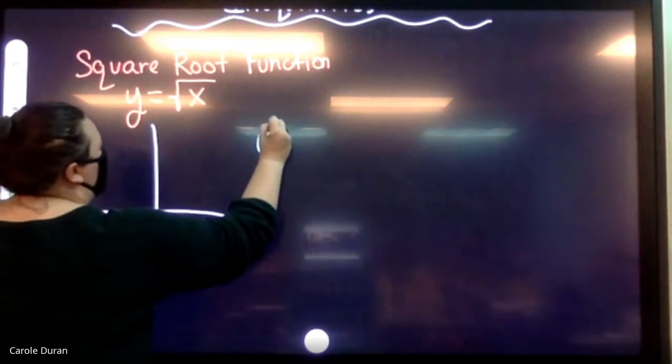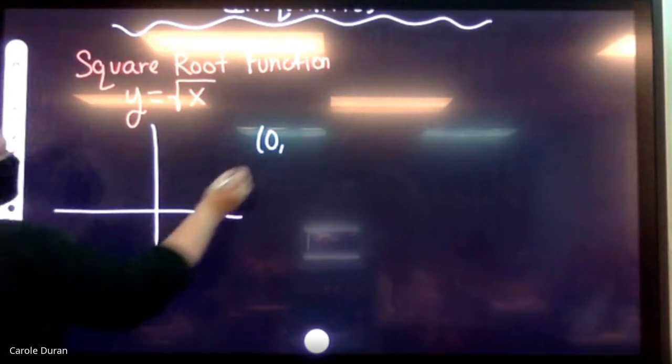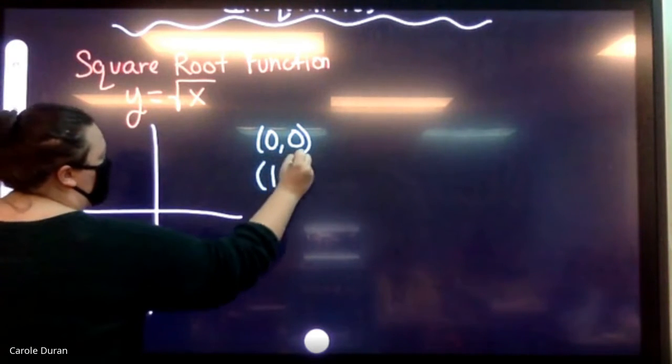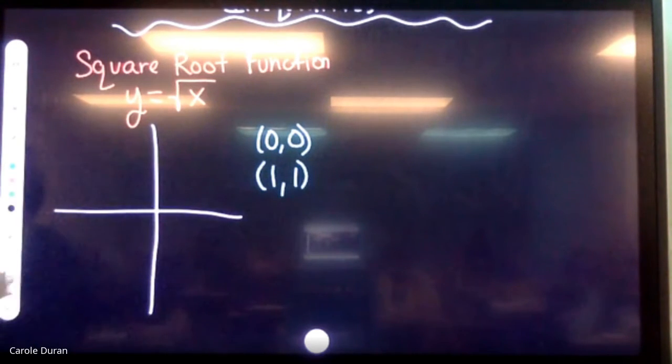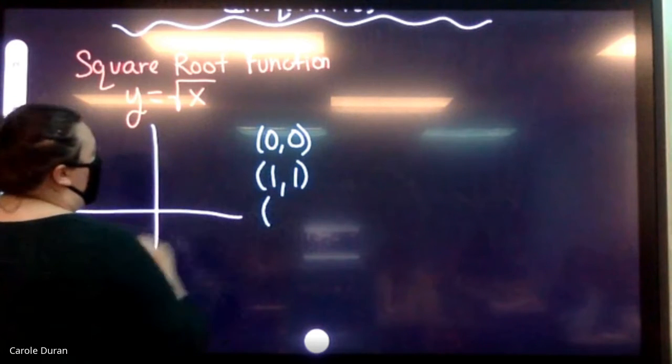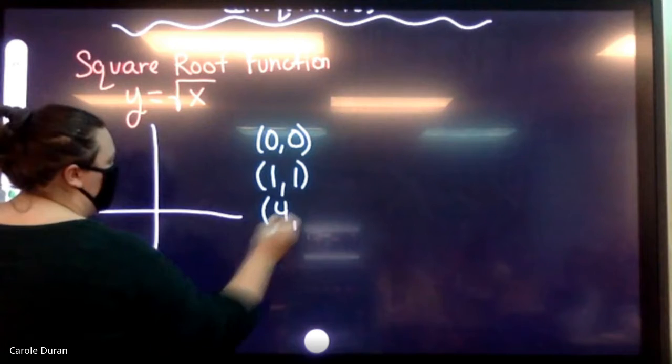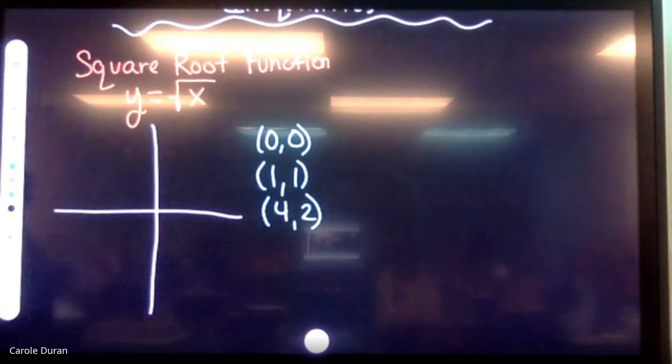The first one is when I plug in x equals 0, the square root of 0 is 0. When I plug in x equals 1, the square root of 1 is 1 for the purposes here. If I plug in 4, what's the square root of 4? 2. Why do I not want to use x values such as 2 or 3 or 5 or 6? Say it again, Keaton. They don't have a whole number square root. So my goal here is to plug in numbers that are going to give me a whole number answer.